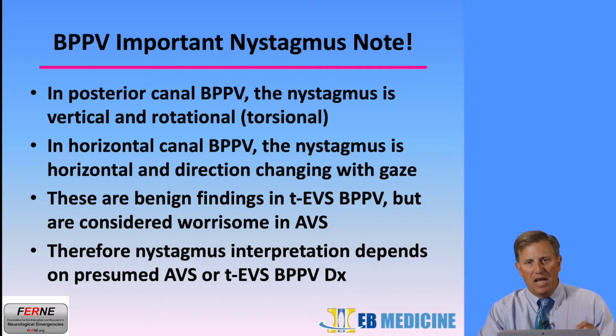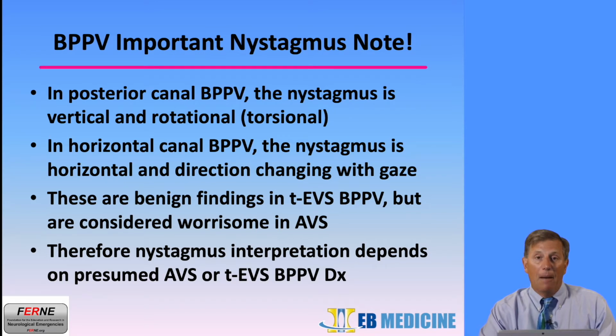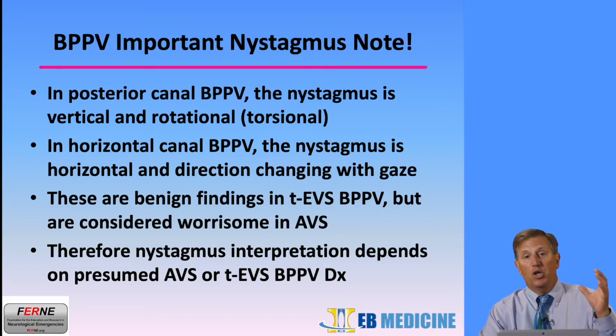Therefore, your nystagmus interpretation depends on the presumed diagnosis, either acute vestibular syndrome, in which these findings are considered serious, or triggered episodic vestibular syndrome, specifically BPPV, in which case these findings can be found with this peripheral diagnosis. I understand that this is a very confusing topic. I suggest you listen to this a few times, but remember, only one concept drives this. Your interpretation of nystagmus findings is dependent upon whether, prior to assessment for nystagmus, the patient appears to be presenting with an acute vestibular syndrome, or they just have what sounds like triggered episodic dizziness or episodic vestibular syndrome, in which case BPPV is the more likely diagnosis.